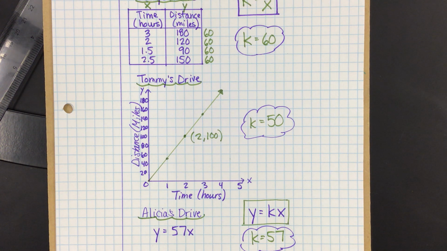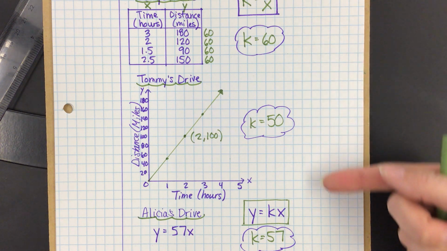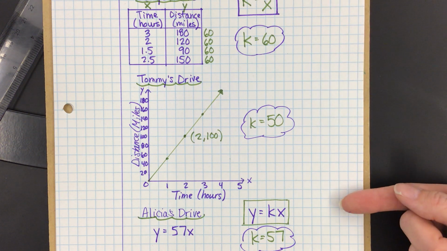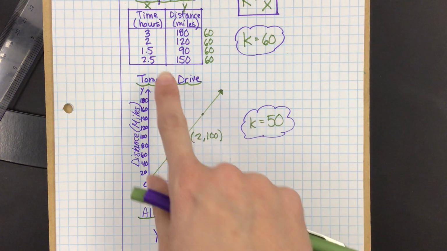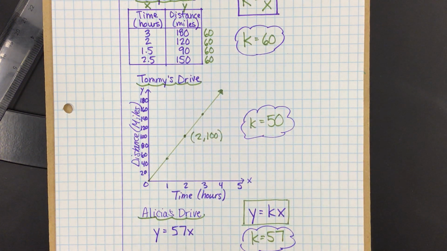Yeah, awesome. Okay, who's the next fastest then? Alicia. Okay, and then who's the slowest? Tommy. Great. Okay, so the constant of proportionality is super useful when we're comparing. Okay, so you can find the constant of proportionality given a table, graph, or an equation, and then you can use that to decide, hey, so-and-so's the fastest, so-and-so's the slowest.